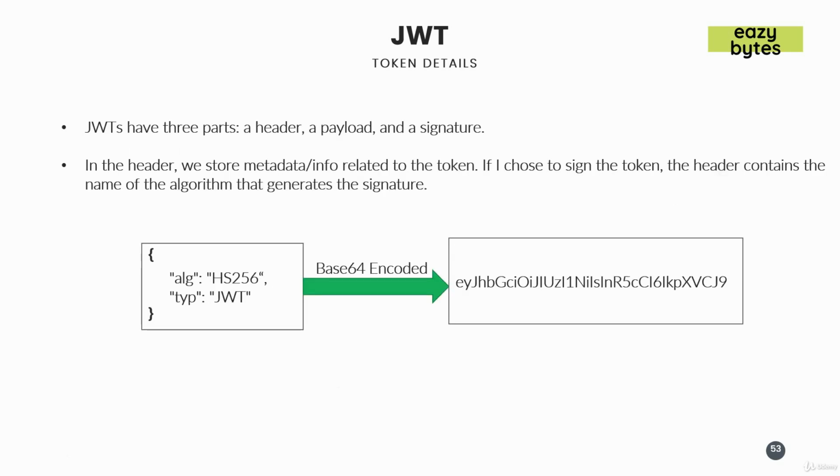So if you look at the header part, usually we use the header to store the metadata or info related to the token, like what type of algorithm I have used to generate the signature of my token, or what is the type of token, is it a JWT or any other token type, etc. Initially when we generate a token, this is how the data looks. Before sharing to the client, that will be converted into base64 encoded so that people on the other side can easily decode using base64.